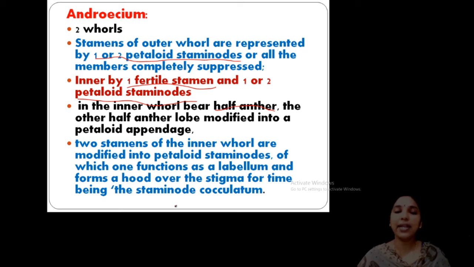That is usually known as staminode cucullatum. That is fused with the stigma and forms a hood called staminode cucullatum. So of the inner 3, one is a fertile stamen, the half anther, another is the labellum, and the third is the staminode cucullatum, which is fused or joined with the stigma. This is a peculiar feature of the androecium in Marantaceae. You have to compare it with Cannaceae.